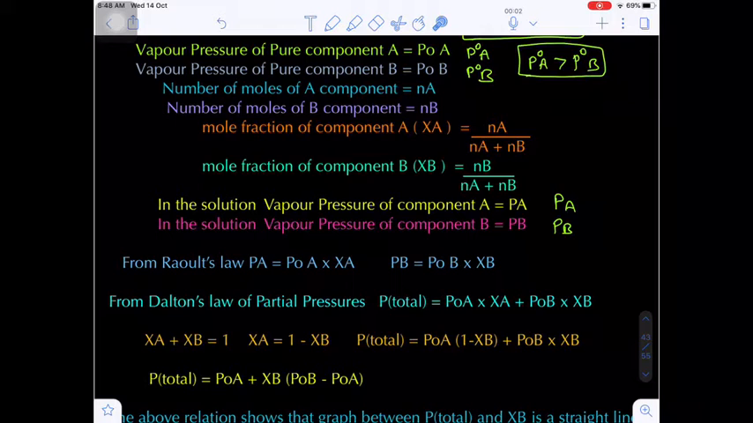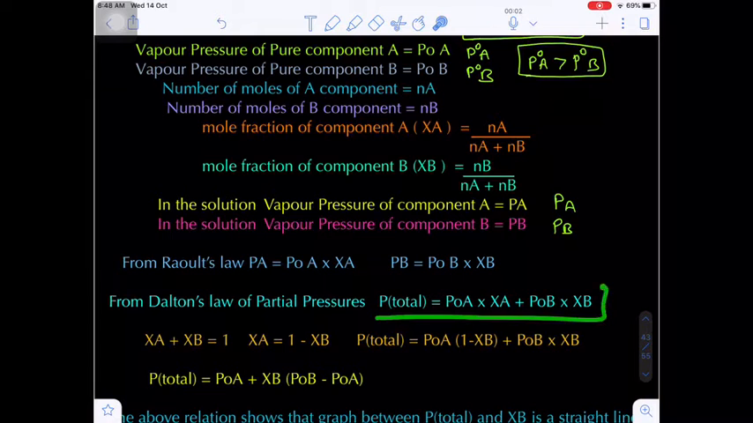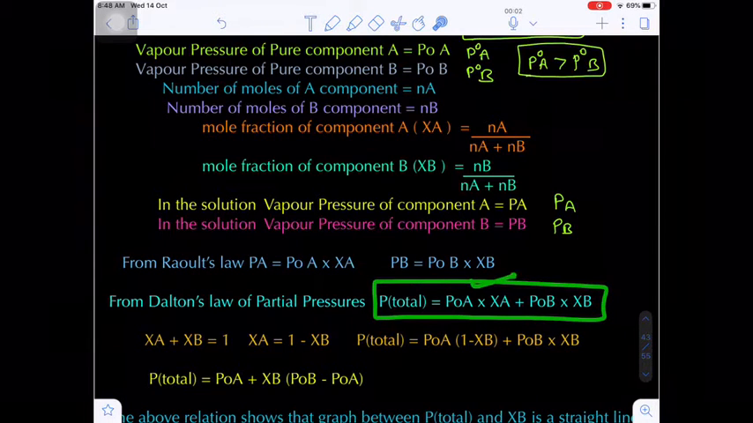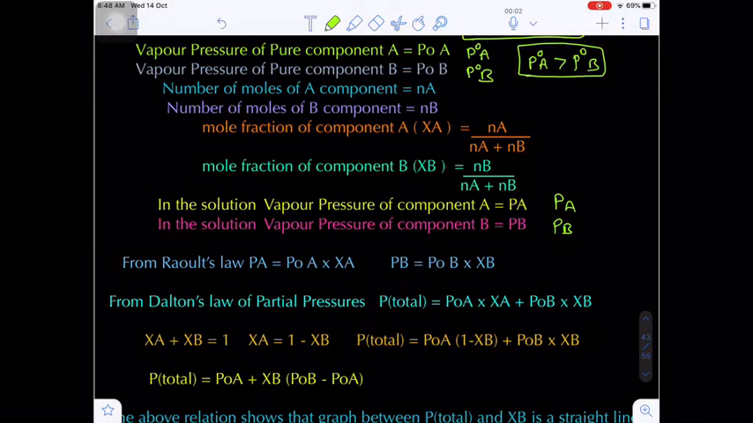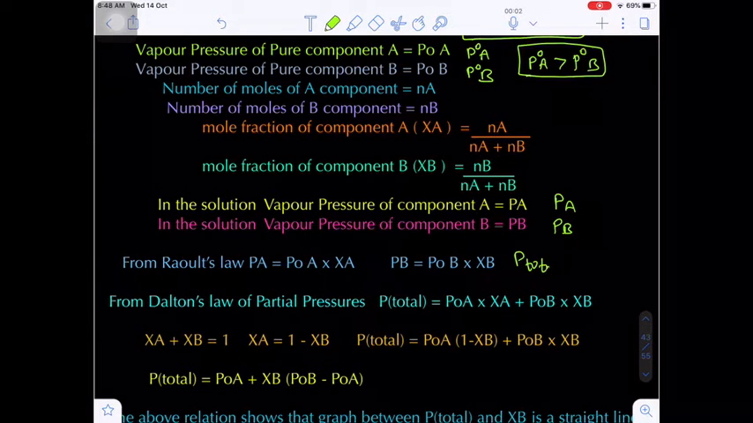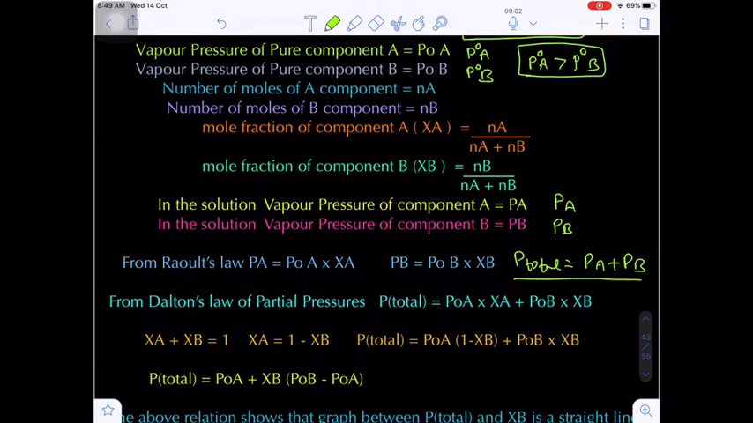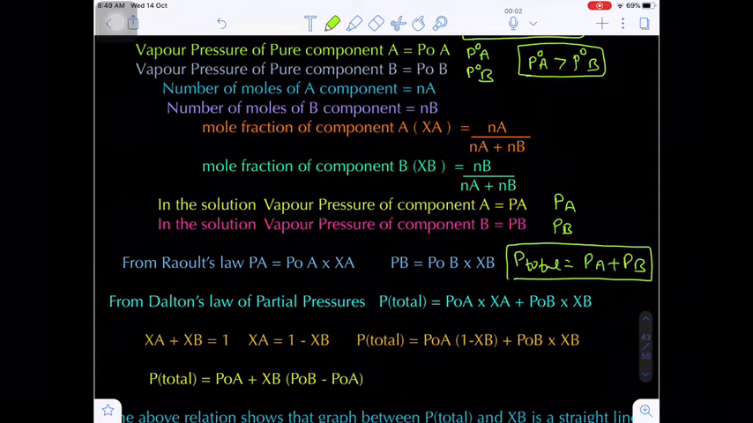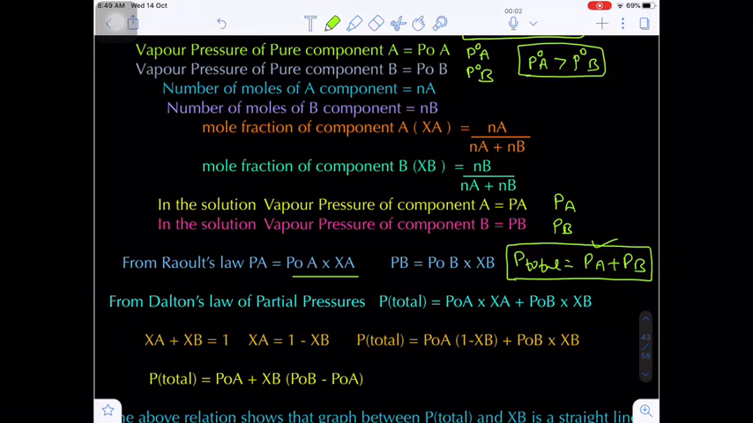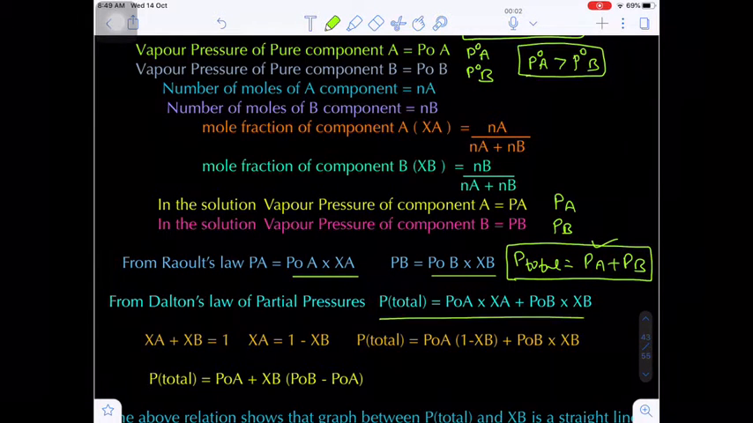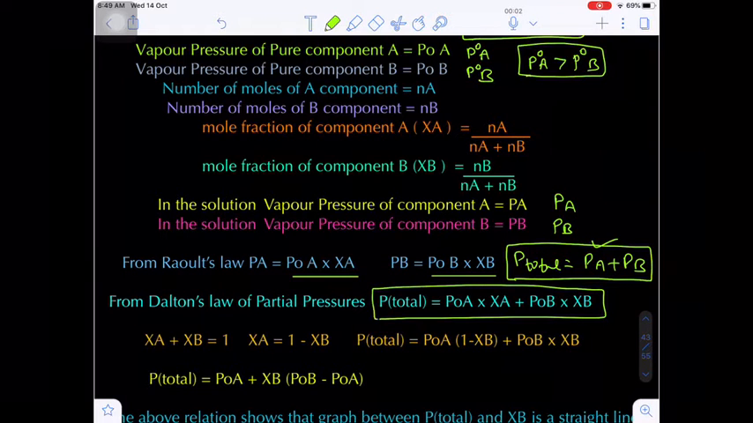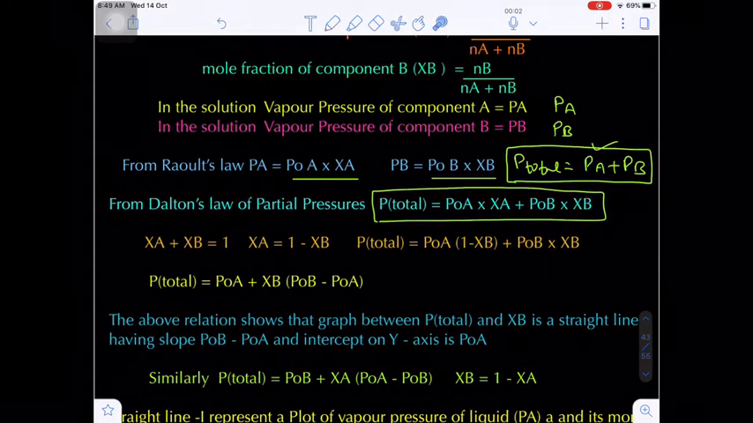Now from Dalton's law we know that the sum of the partial pressures will be equal to the total pressure. So I am writing total pressure will be equal to partial pressure of A plus partial pressure of B. That means the total pressure will be the algebraic sum of the partial pressures of components A and B. The partial pressure of component A is P naught A into Xa and of component B is P naught B into Xb. That's why P total will be equal to P naught A into Xa plus P naught B into Xb.